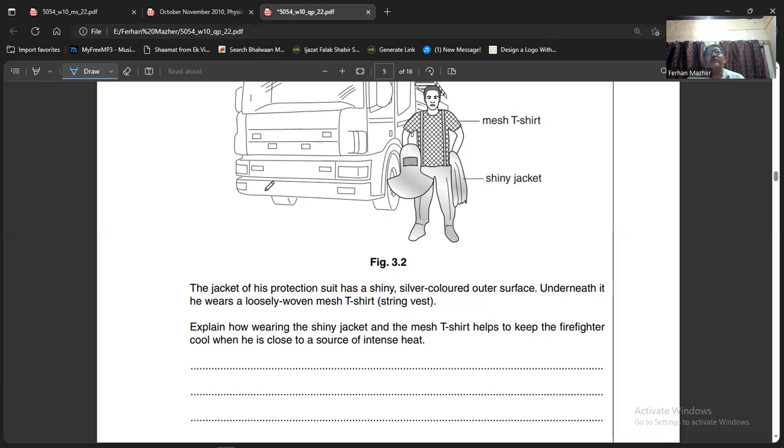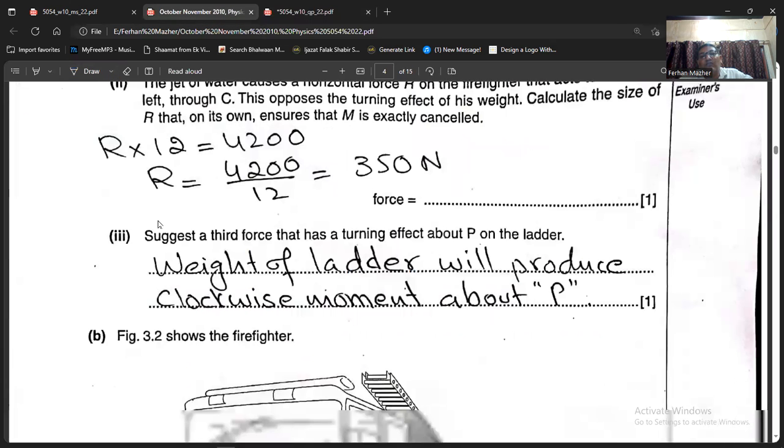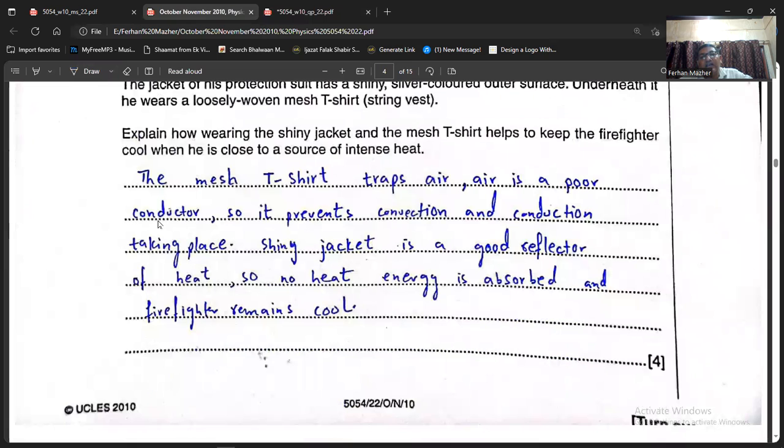When the air is trapped, the air is a bad conductor of heat. So that trapped air and this mesh t-shirt will reduce the transfer of heat by conduction from the surroundings to his body. So by these two things, he will be able to go near the source of intense heat, and the heat absorbed and reaching his body will be reduced. So he will be able to work near the source of heat.